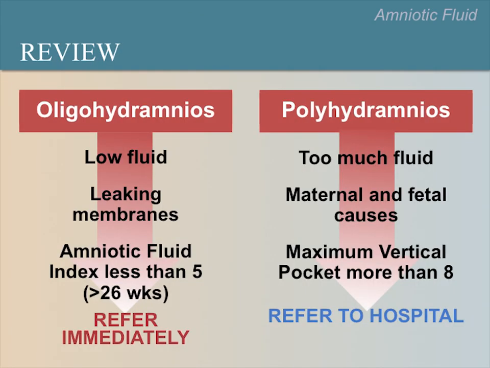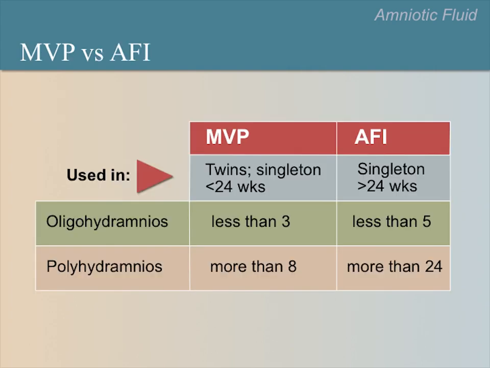Oligohydramnios means having low fluid and may be caused by leaking membranes. In oligohydramnios, the amniotic fluid index is less than 5, and this should trigger immediate referral after 26 weeks. Polyhydramnios means having too much fluid. This can be caused by maternal diabetes or fetal conditions. The maximum vertical pocket is 8 centimeters or greater for polyhydramnios, and the patient should also be referred to the hospital after 26 weeks.